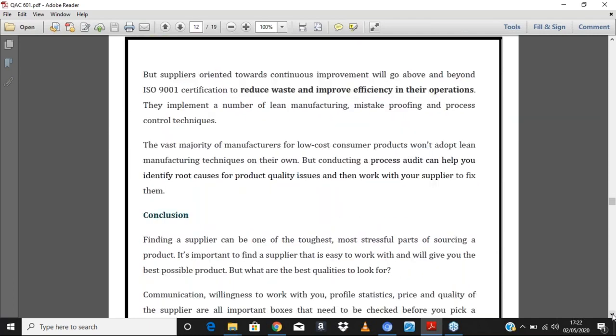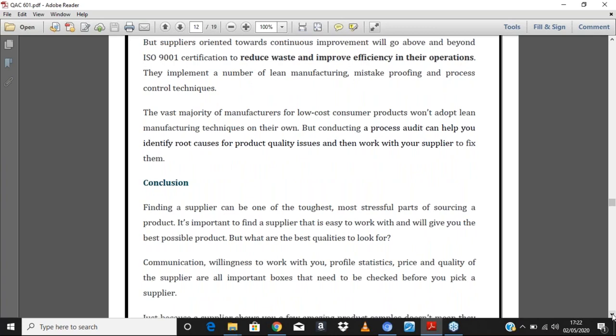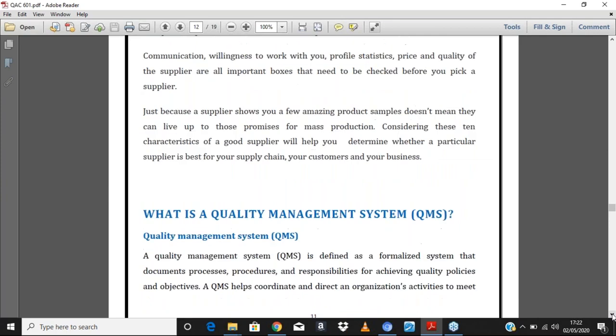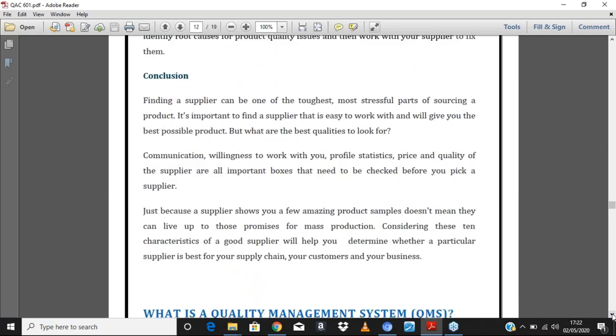So in conclusion, the last point, number 10, is that there has to be continuous improvement. Now, finding a supplier can be one of the toughest, most stressful parts of sourcing a product. It is important to find a supplier that is easy to work with and will give you the best possible product. But what are the best qualities to look for? Communication, willingness to work with you, their statistics, their profile, their price, and the quality of their suppliers are all important indicators and boxes that you need to check before you can work with them.